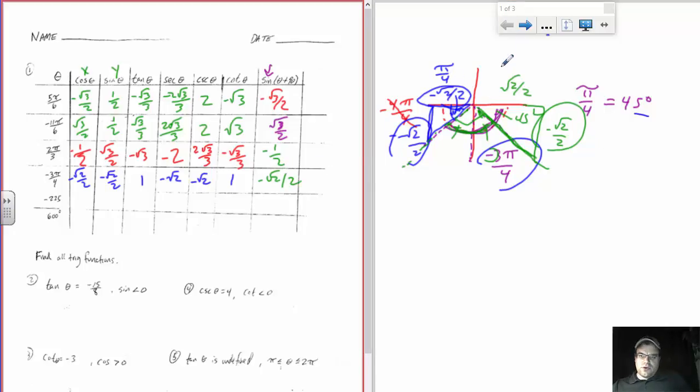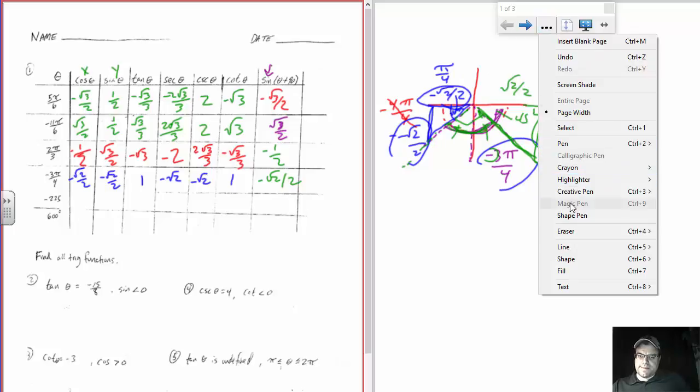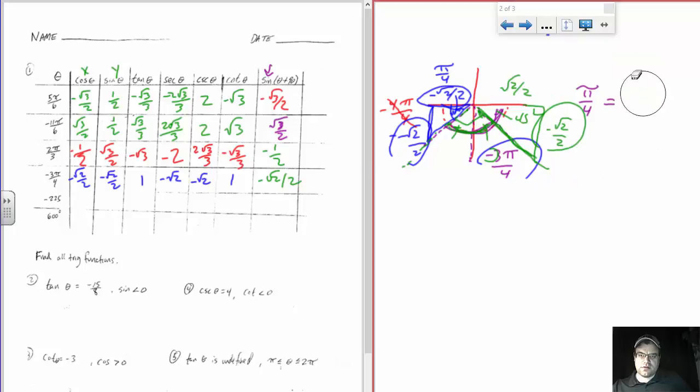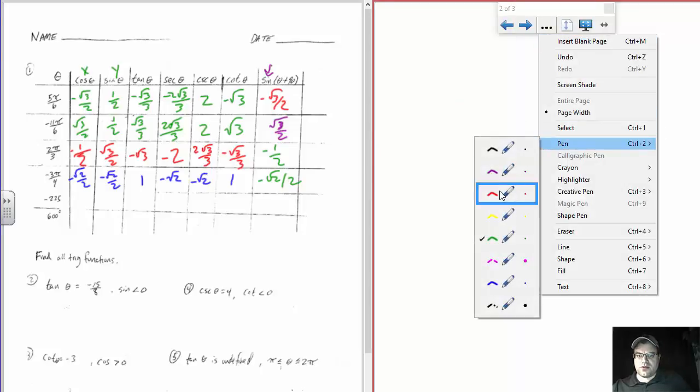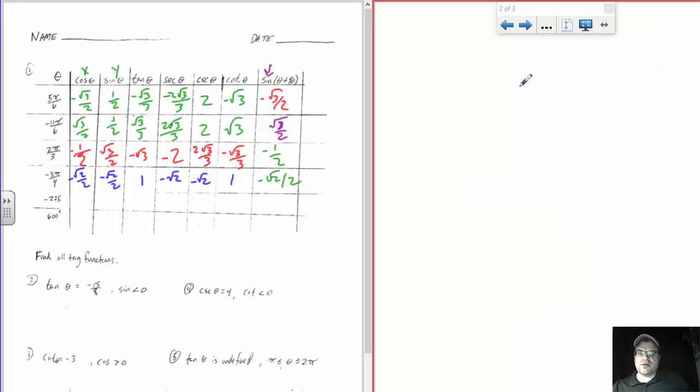Okay, we're almost done with the table, a couple more to go. So let's see where we end up with that, because I kind of want to get through this and not spend an hour on the video by talking so much. Okay, so negative 225, let's go ahead and do that.